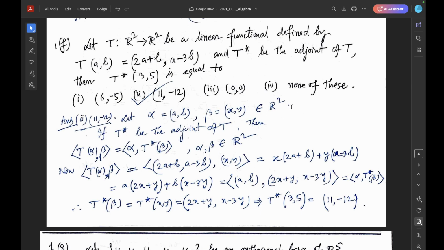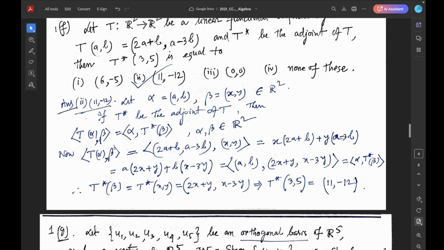If T star is the adjoint of T, by definition we can write the inner product of T alpha, beta equals the inner product of alpha, T star beta for all alpha, beta belonging to R2. Now T alpha, with alpha equal to (a, b), is (2a plus b, a minus 3b), and beta is (x, y). By the standard inner product, this equals x times (2a plus b) plus y times (a minus 3b). Then we can write this as a times (2x plus y) plus b times (x minus 3y), which equals the inner product of (a, b) with (2x plus y, x minus 3y).